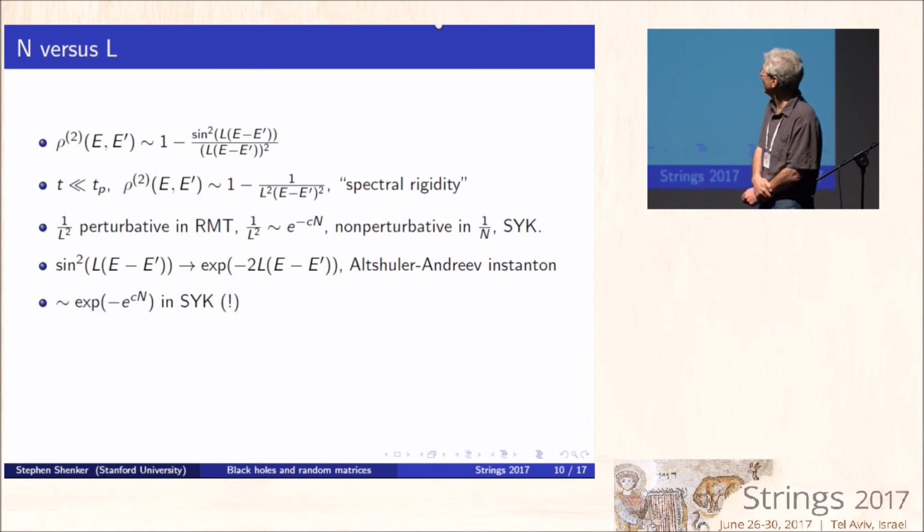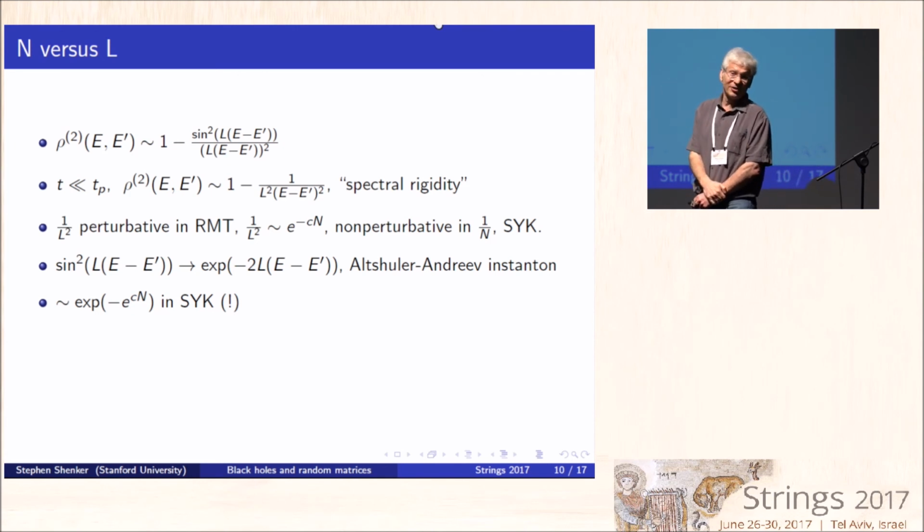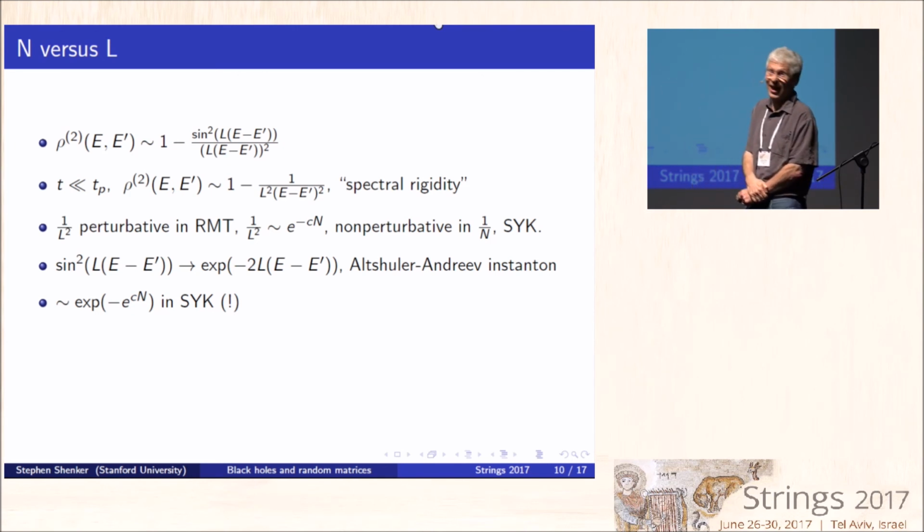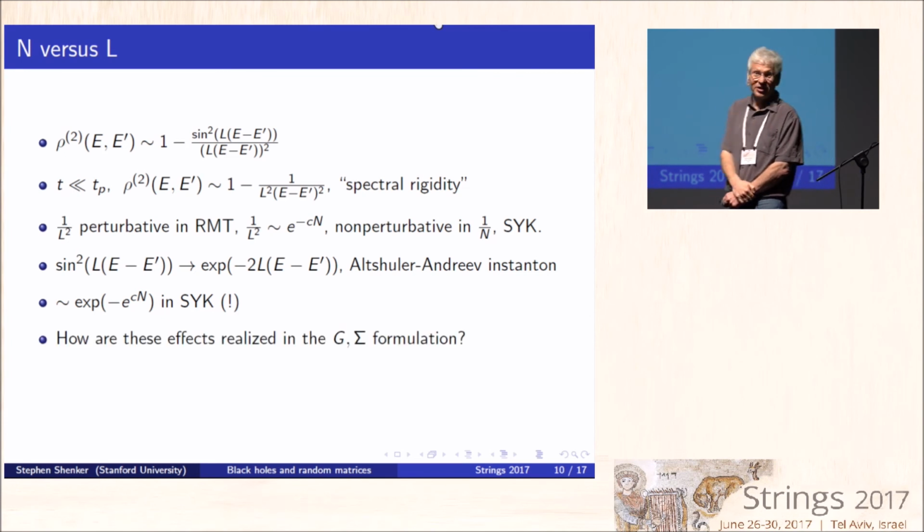But in SYK, this turns into an e to the minus e to the n effect. So somehow, a non-perturbative definition of the model, like G sigma, has to produce effects like that. That's an interesting question we don't know the answer to, but now we know that we're going to have to look for something as subtle as that in a non-perturbative description of this model.